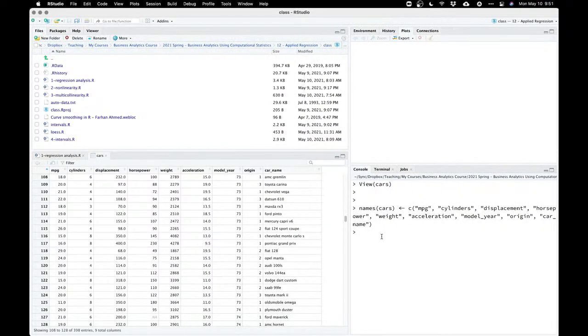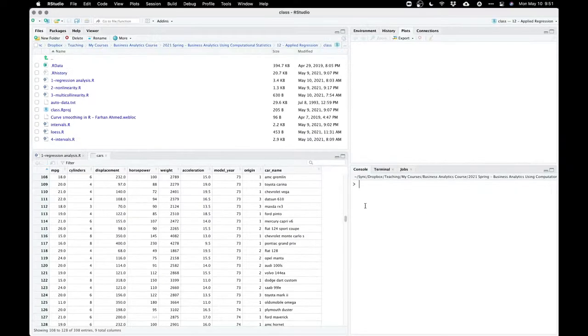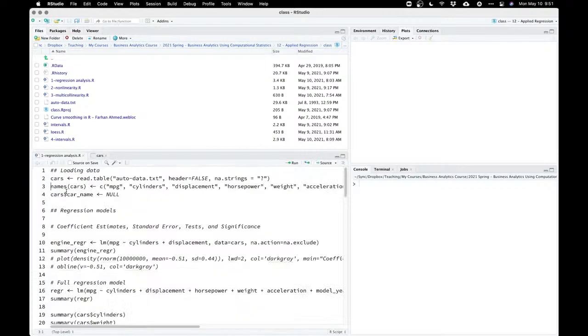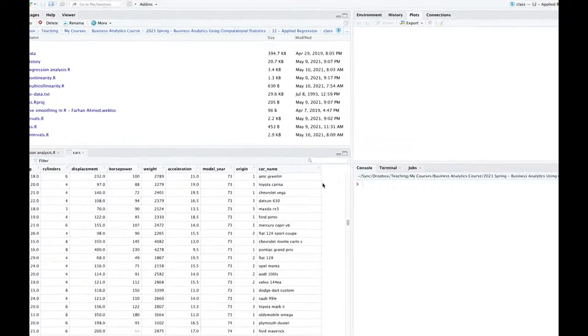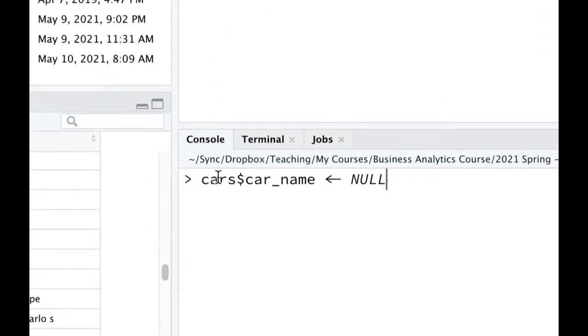All right. And as many of you intuited, we can't really use this car name in our regression. There could be something inventive you can do with it, but I did not ask you to do that. So what I'm going to do is simply remove this car name column. I'm just going to tell the cars data set, look at the car names vector, and just kill it.